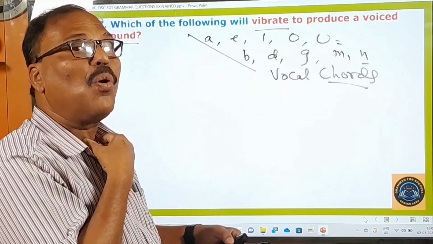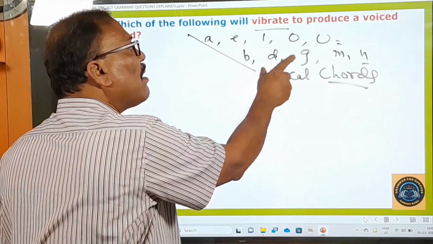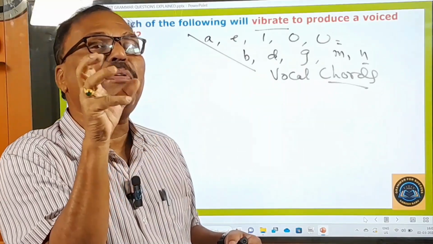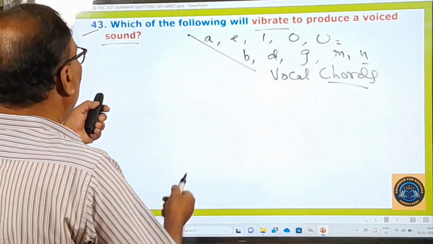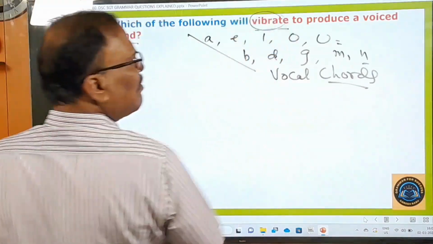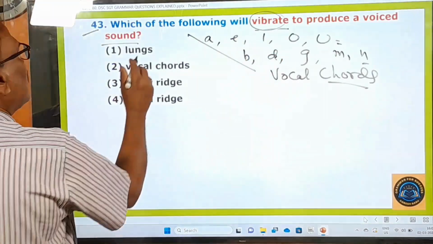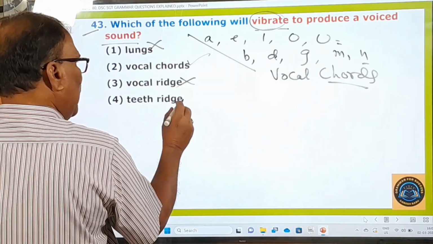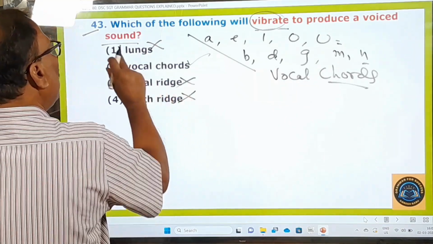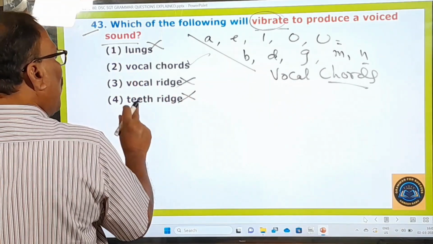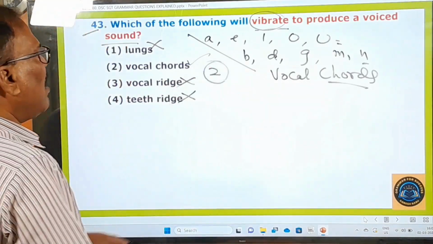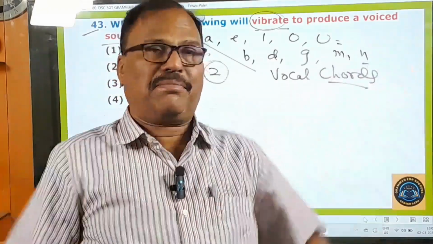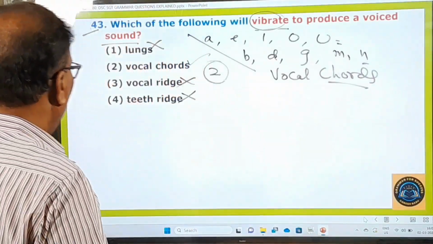E, I, O, U, ba, da, ga. You pronounce them and feel that your vocal cords are here and they will be vibrating. And which of the following will vibrate? The question. Let us look at the options. Lungs don't vibrate. Vocal cords will vibrate. Vocal ridge doesn't vibrate. Teeth ridge doesn't vibrate. So first one, third one, fourth one are wrong. Only the second one is the right one, because whenever you pronounce voiced sounds, your vocal cords will vibrate. That's good. And now let's move on to the next question.